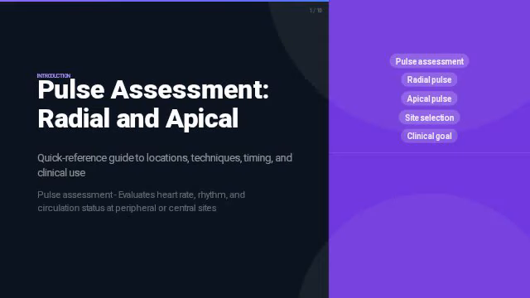Pulse assessment is a basic but highly important nursing skill because it gives us immediate information about cardiovascular function. When we assess a pulse, we are not just counting beats per minute, we are also considering rhythm, strength, and whether circulation appears adequate. In practice, the two most common methods discussed here are radial and apical pulse assessment.